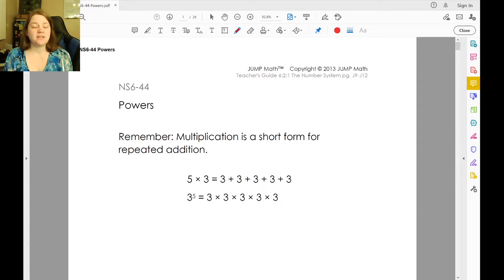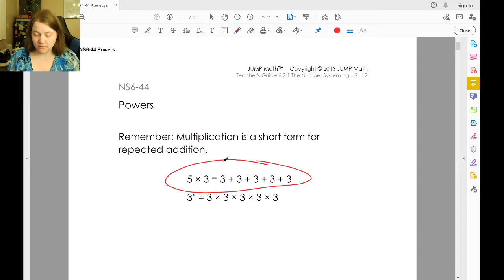So when you see 5 times 3, what that actually means is 5 groups of 3 things, or 3 being added 5 times. 1, 2, 3, 4, 5. That's how you combine addition so that you don't have to keep adding a whole bunch of numbers over and over and over again.